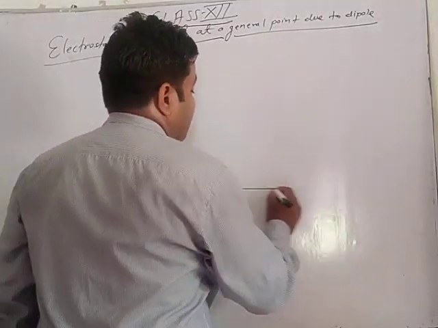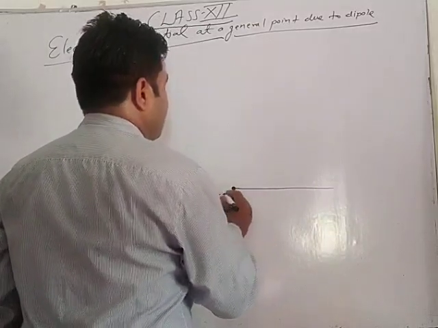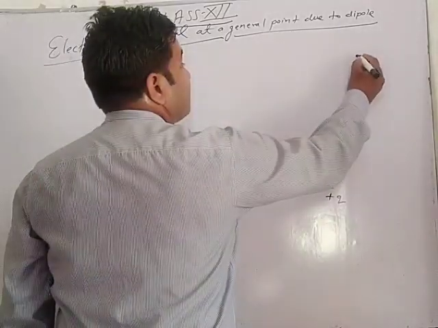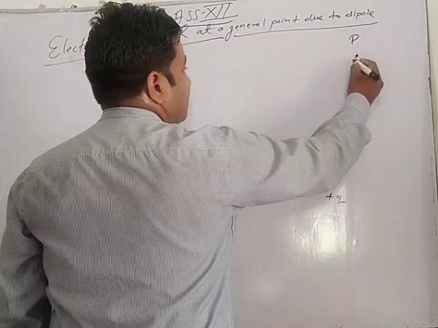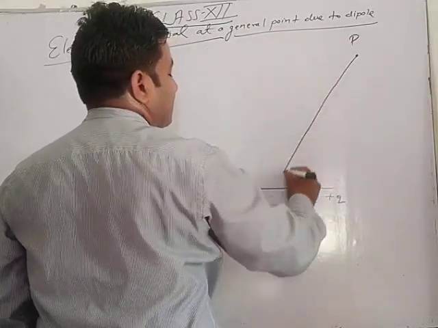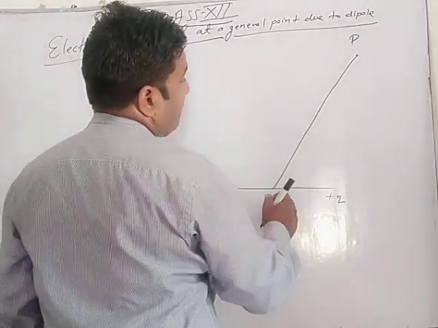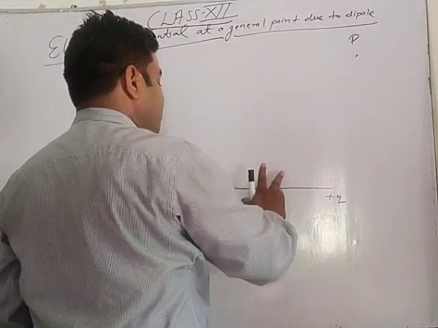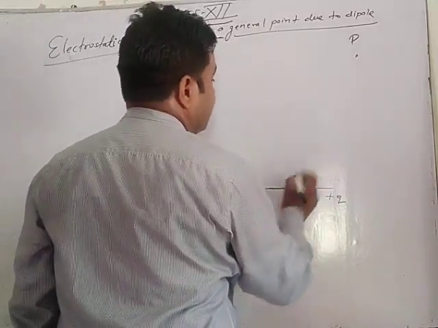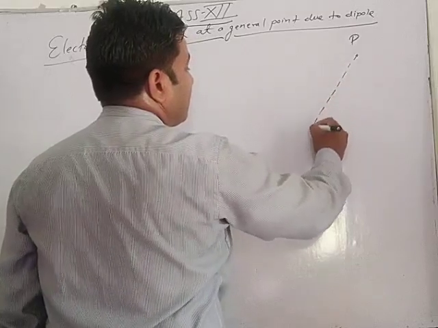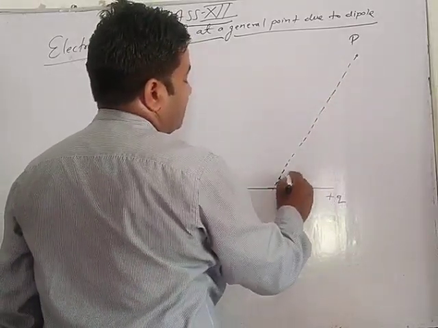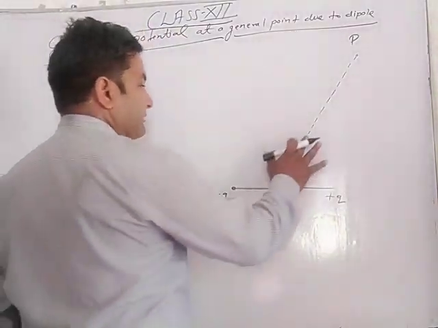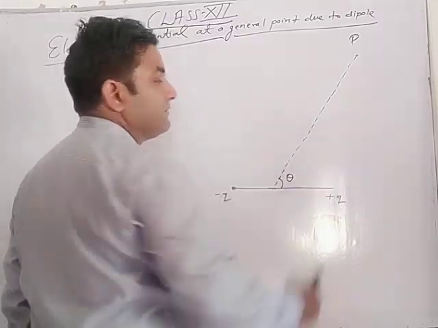Suppose this is an electric dipole having minus q and plus q charge, and a point P lies at a distance r with an inclination theta degree. So this is the angle of inclination of the particular point P, and with the help of this diagram you can derive the formula very easily.